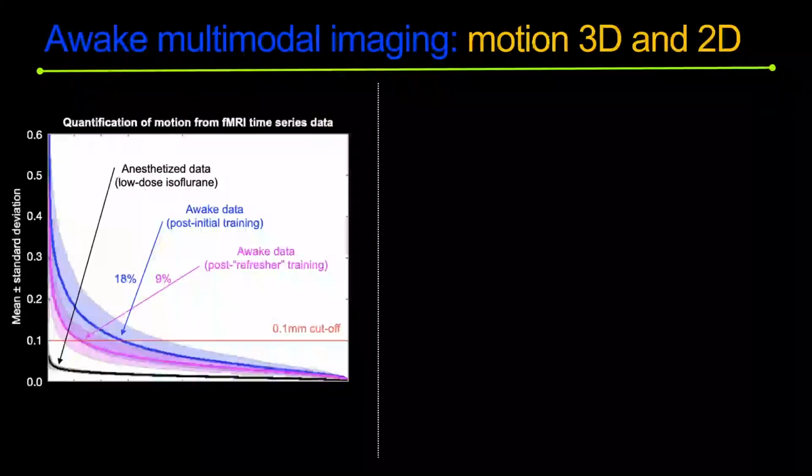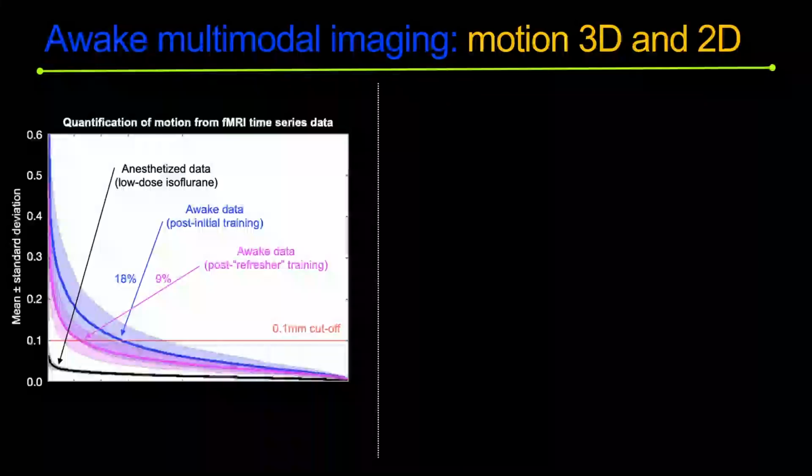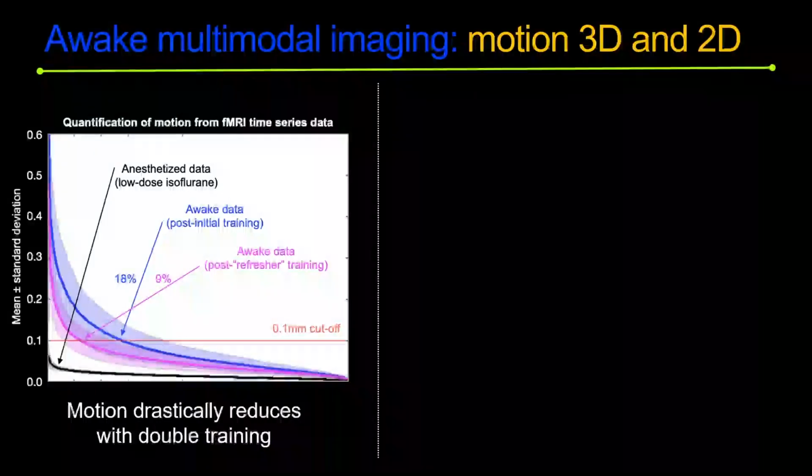So if we quantify this, here I sort the motion from highest to lowest, and we can see that the blue line is the first awake session, the pink line is the second awake session after the refresher training, and we can definitely see that there is a reduction in motion and in how much data we'll discard. So in the first case, we will discard 18% of the data, second case, 9%. Yeah, so of course, the refresher really works in this case.